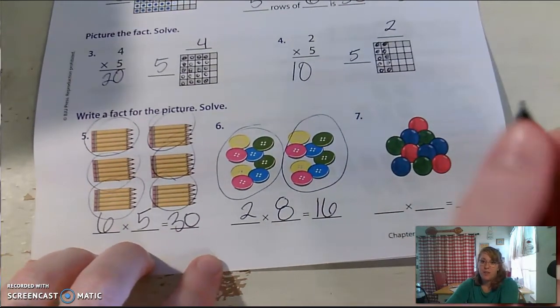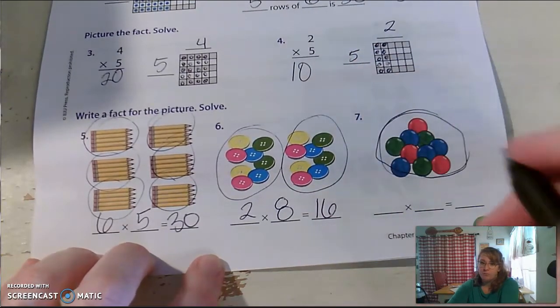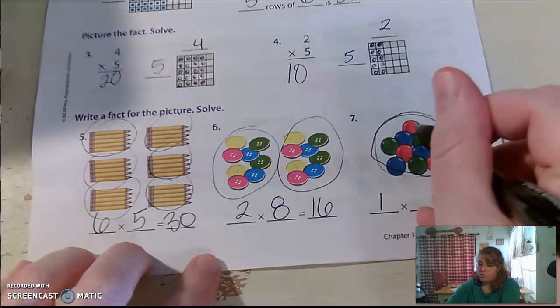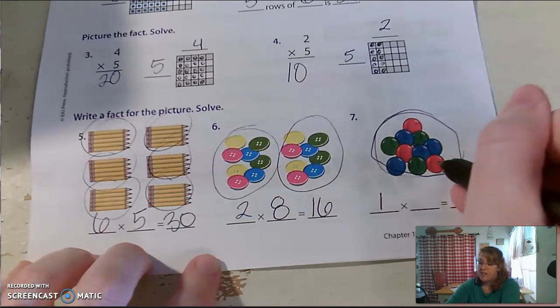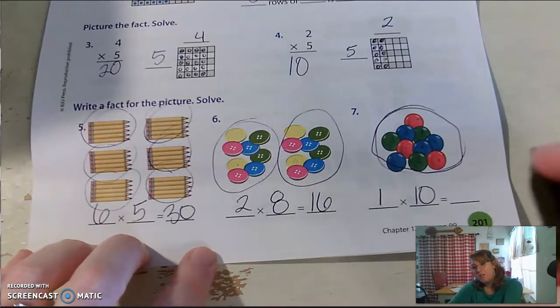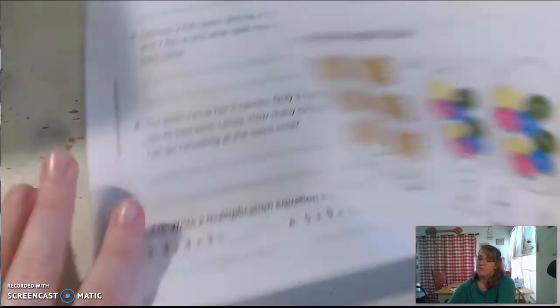Very good. How many sets of marbles do I have here? I have 1 set. And how many marbles are there? 1, 2, 3, 4, 5, 6, 7, 8, 9, 10. So 1 times 10 is 10. Good.